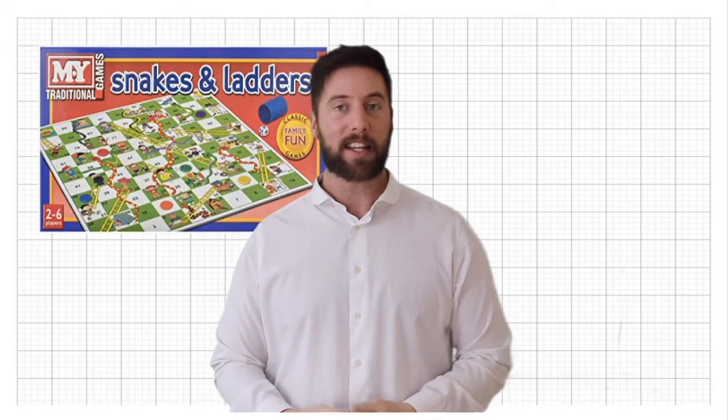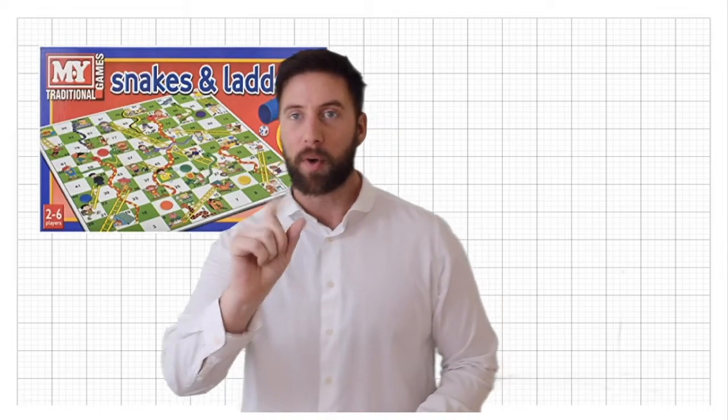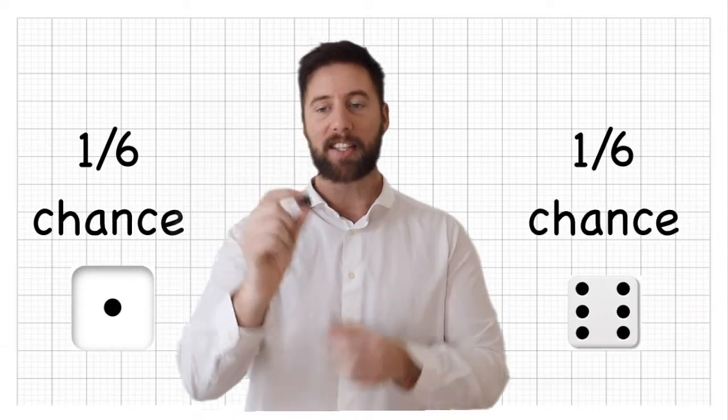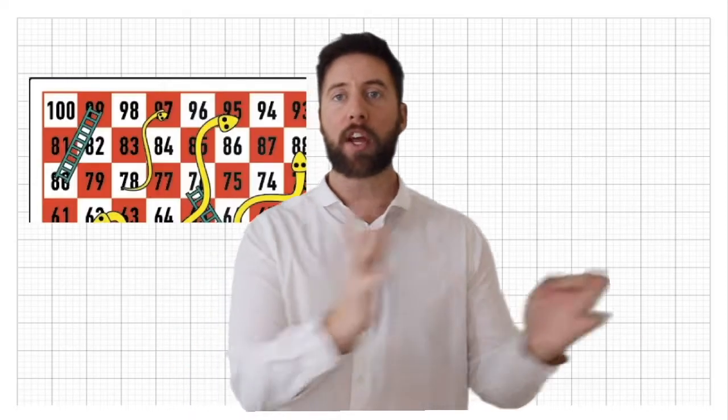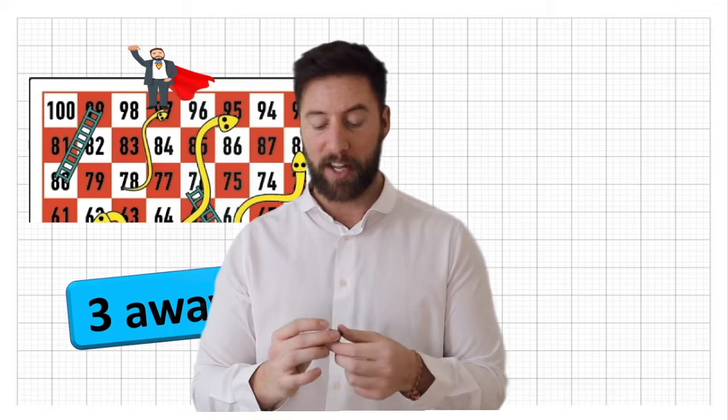Now, I'm sure you're all very familiar with the game Snakes and Ladders. Snakes and Ladders is played with a dice. Let me go and get one. Okay, here we go. A die has 6 sides, so we know that we've got a 1 in 6 chance of landing on one of the specific numbers. Let's say that I'm only 3 away from completing the game. I need a 3. I know that I've got a 1 in 6 chance of rolling this die and getting the result of 3, which is what I need.